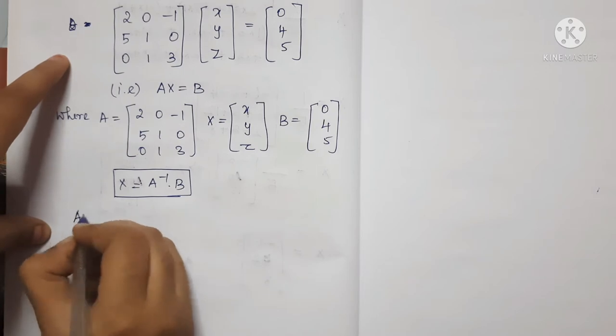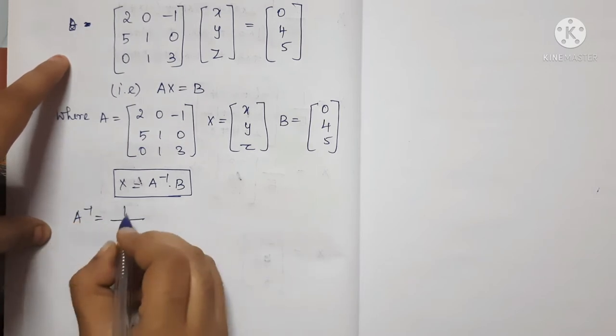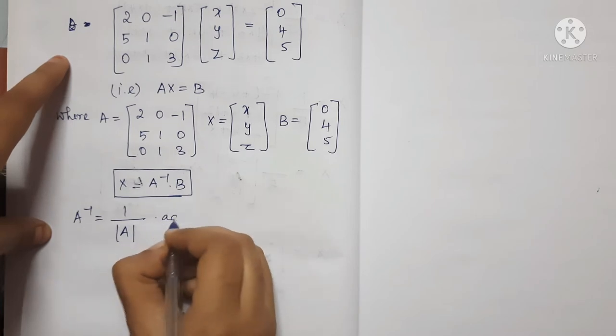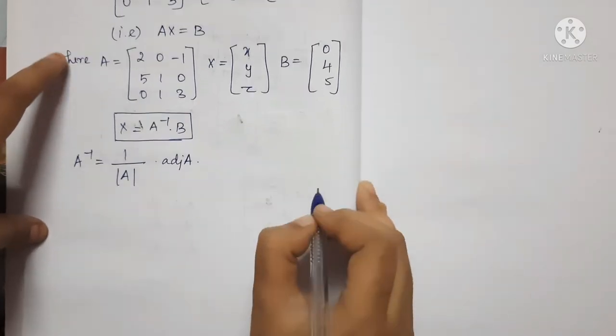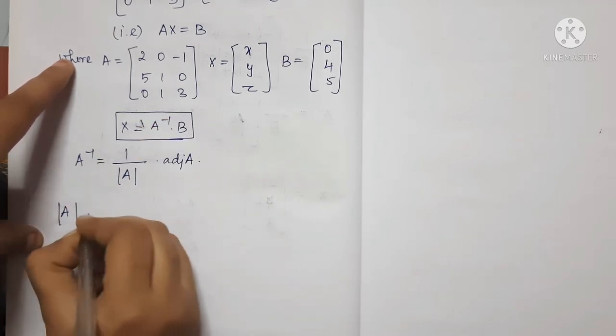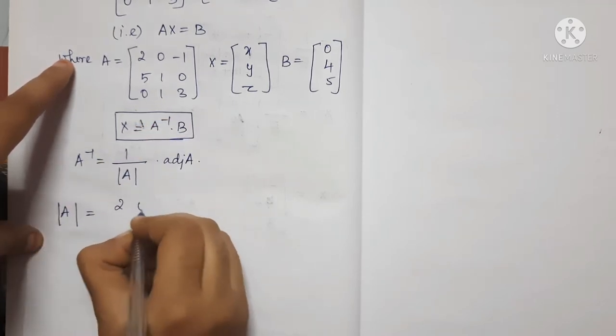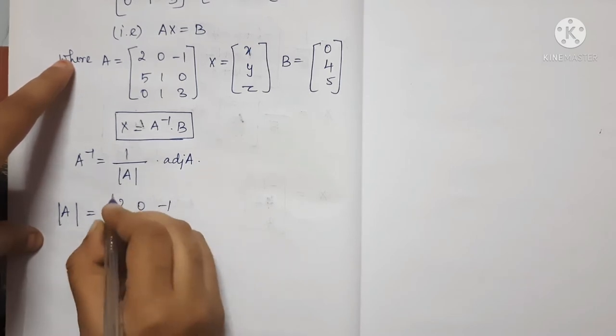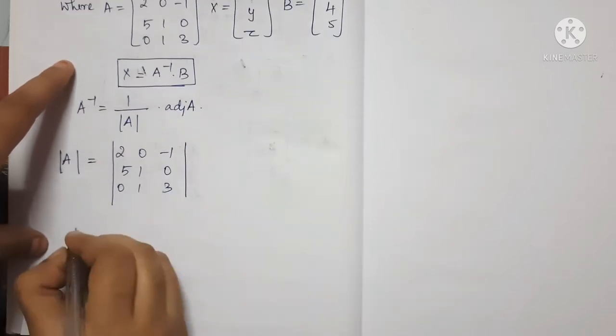First, A inverse is the formula: A inverse equal to 1 divided by determinant A into adjoint A. So, first, in the A values, we find the determinant of A: 2, 0, minus 1, 5, 1, 0, 0, 1, 3.